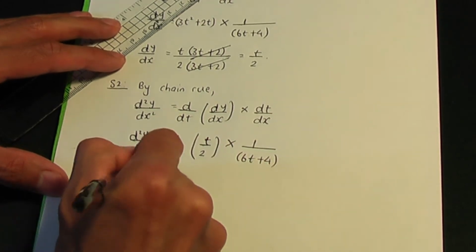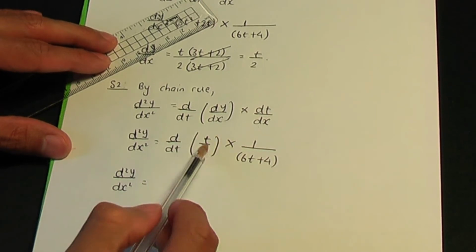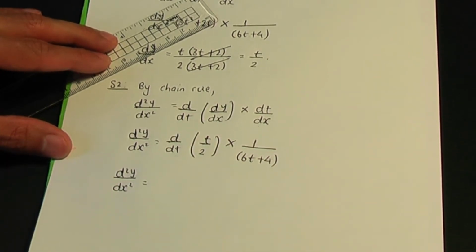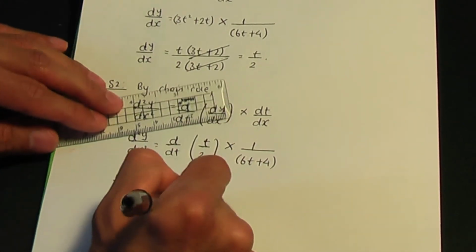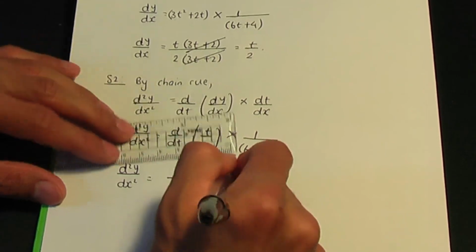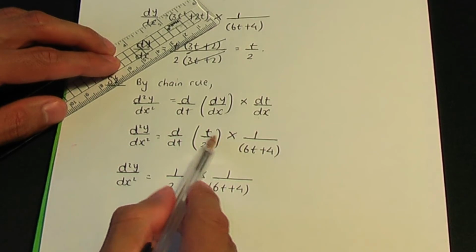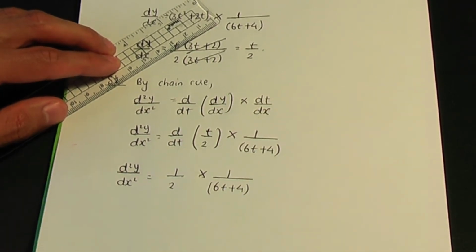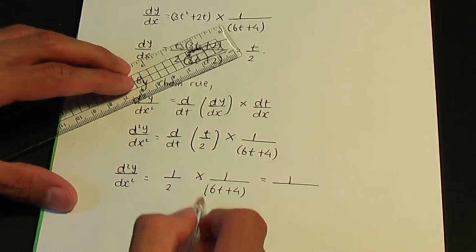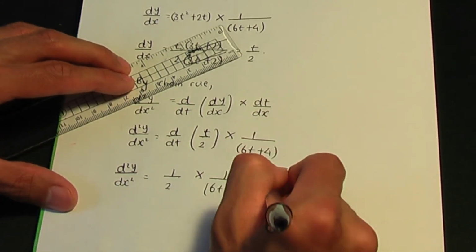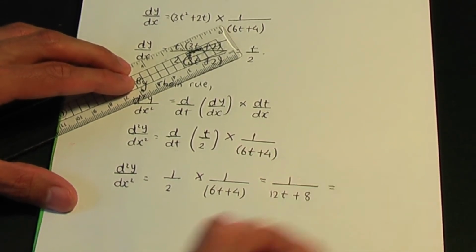Remember what I said in a previous example. From here on, differentiate t over 2 with respect to t first. If I differentiate t over 2 with respect to t, we'll have a half. And then multiply that by the 1 over 6t plus 4. In other words, multiply that result by your dt over dx solution. So if we multiply, we're going to have 1 divided by 2 times 6t, which is 12t, plus 2 times 4, which is 8.